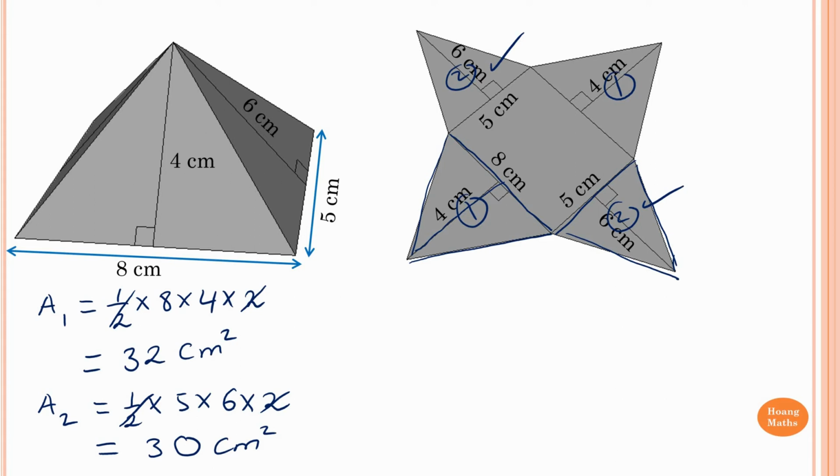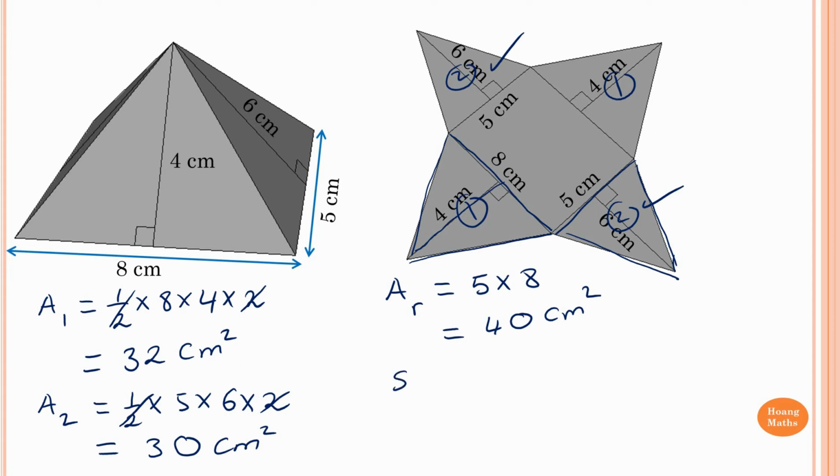Now, last one is the area of the base. So I can write area of the base or rectangle. Doesn't matter how you name it, or area 3 if you like. I just write R for rectangle, which is 5 times 8, because the area of the rectangle is length times width. So 5 times 8 is 40. So 40 square centimeters.